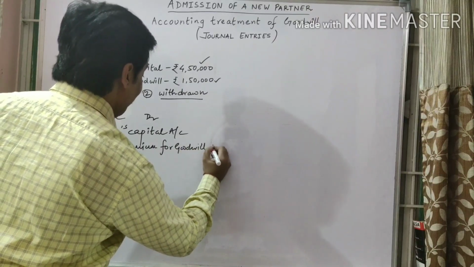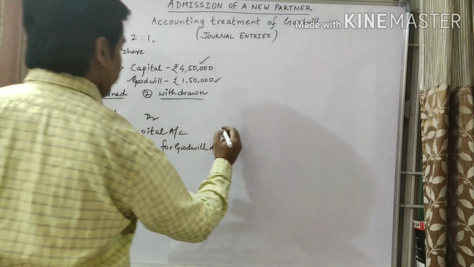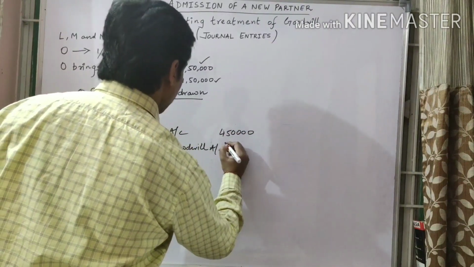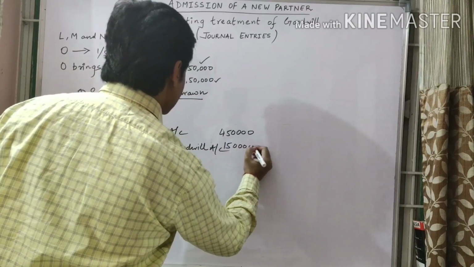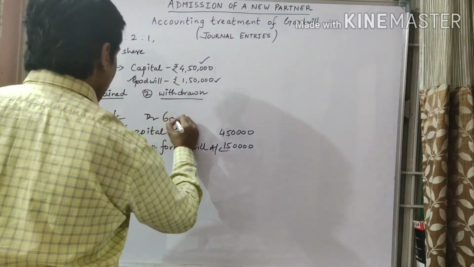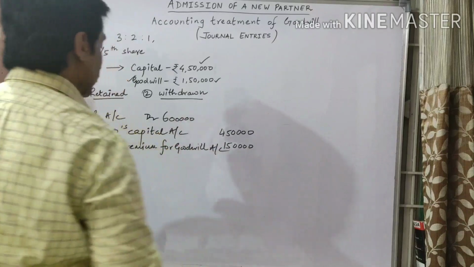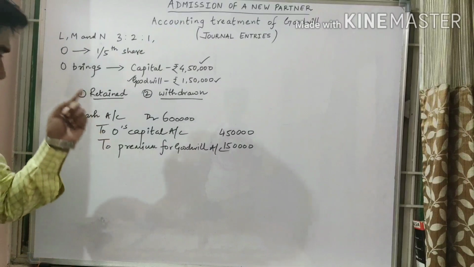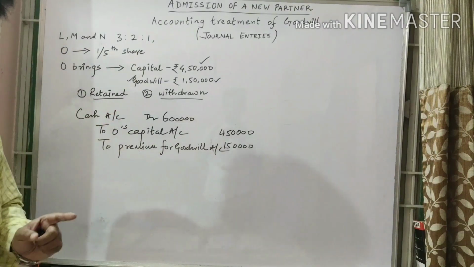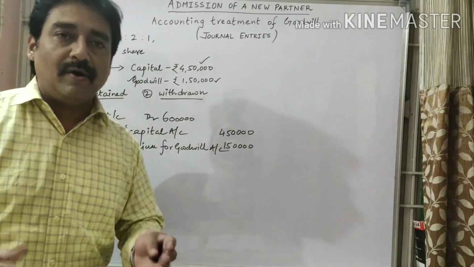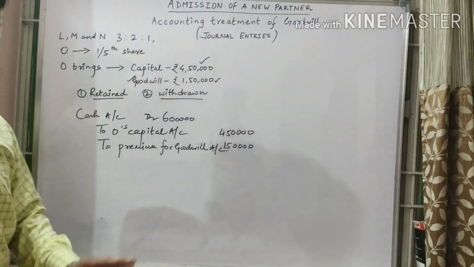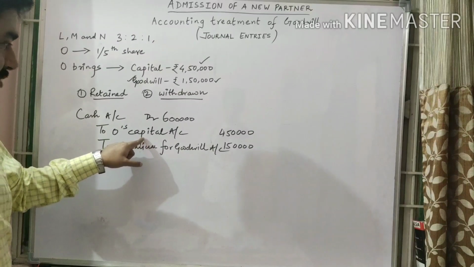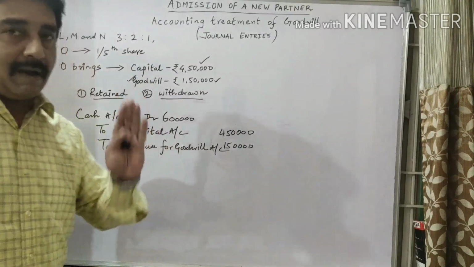So what amount has he brought? He has brought 4,50,000 as capital and 1,50,000 as his share of goodwill. So in all, he has brought 6 lakh rupees in cash. Now children, the capital which he has brought belongs to him, so we don't need to touch that capital. We have transferred it to a new account which is called O's capital account. That capital belongs to him.